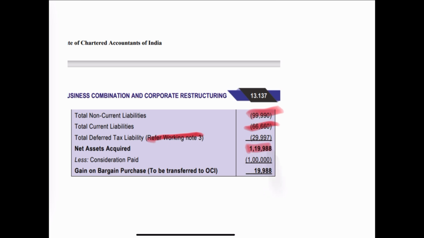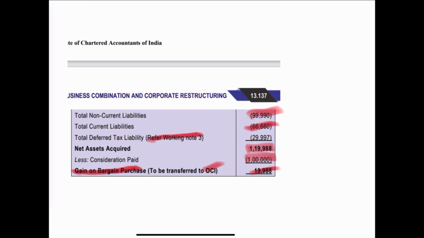So finally, 119,988 is the net assets being acquired. So to acquire this 119,988, the consideration paid is only 100,000, which means they take over more assets than what they pay. So this gets into gain on the bargain purchase, to be transferred to other comprehensive income. That value comes to 19,988.